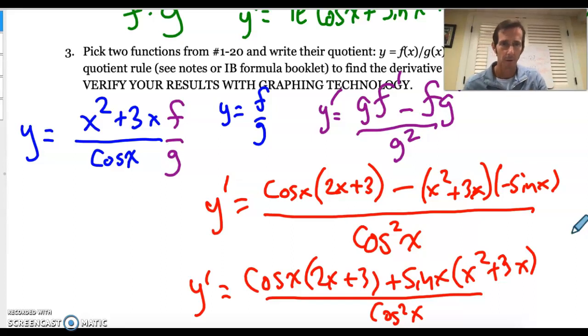All right, so there's your product rule and quotient rule. Practice them. It will take some practice. That's okay. All right.